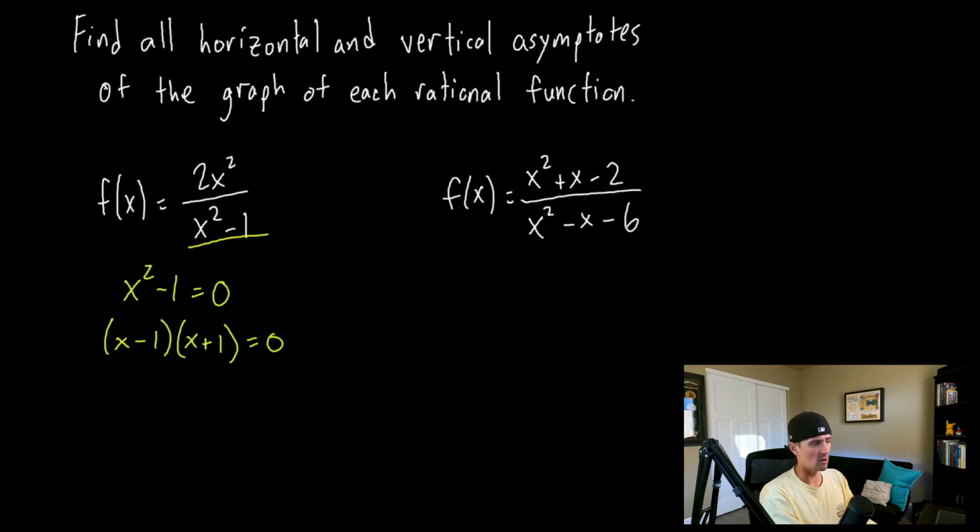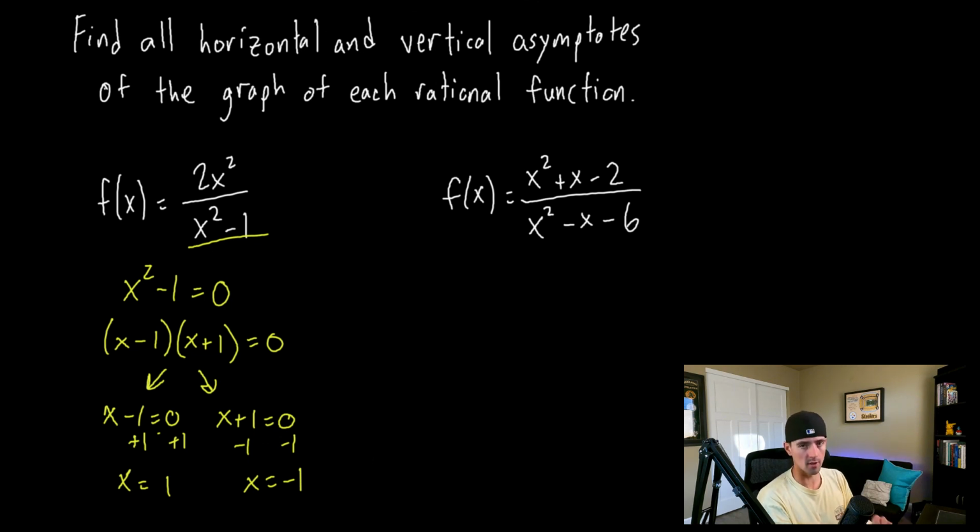Splitting this into two simpler equations, x minus 1 equals 0 and x plus 1 equals 0. For the first, add 1 to both sides. Over here, we subtract 1 from both sides. We get x equals 1, x equals negative 1. So in this case we have two vertical asymptotes, at x equals 1 and x equals negative 1. We've got two of them.